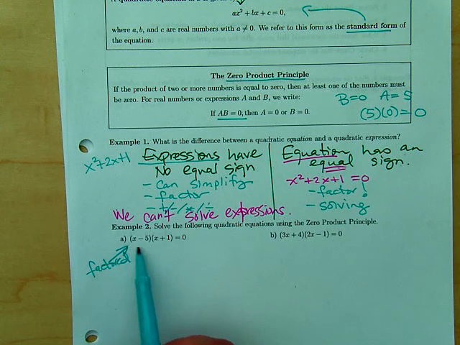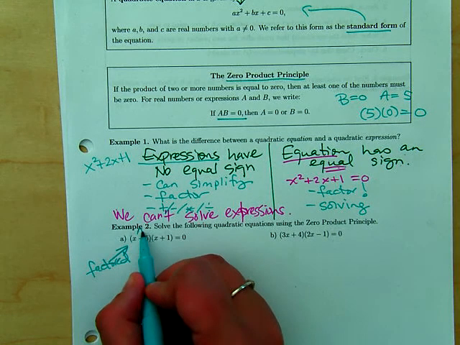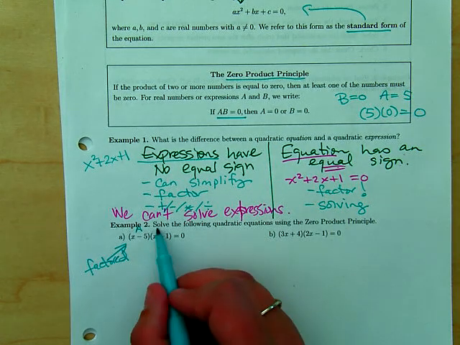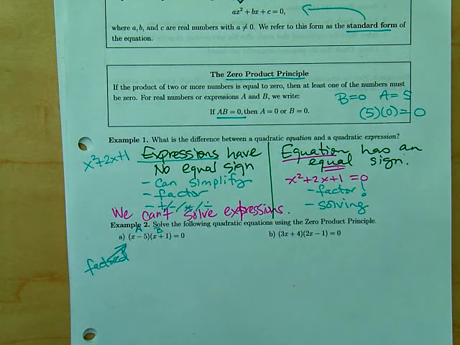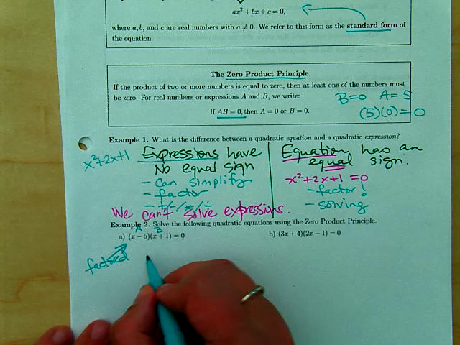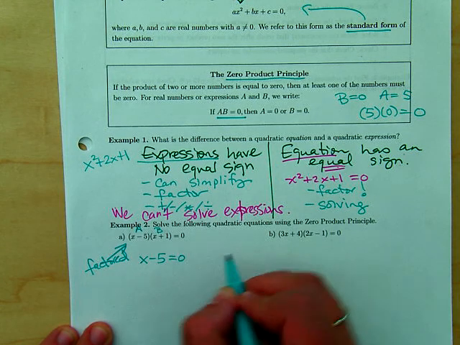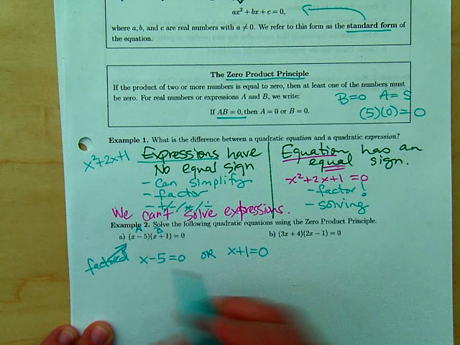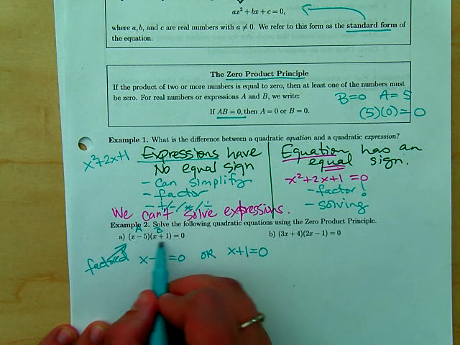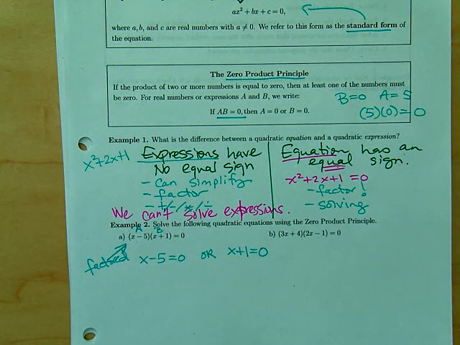Since we are saying this binomial, which counts for A, times this binomial, which is like our B in this case, equals 0, then I know I have a solution to this if I set x minus 5 equal to 0 or x plus 1 equal to 0. Isn't that true? If one of these is 0, the whole thing will be 0.